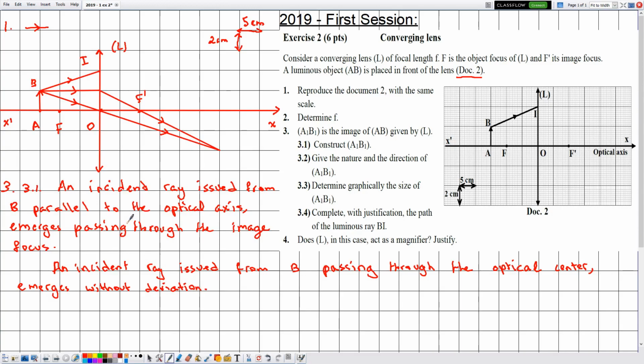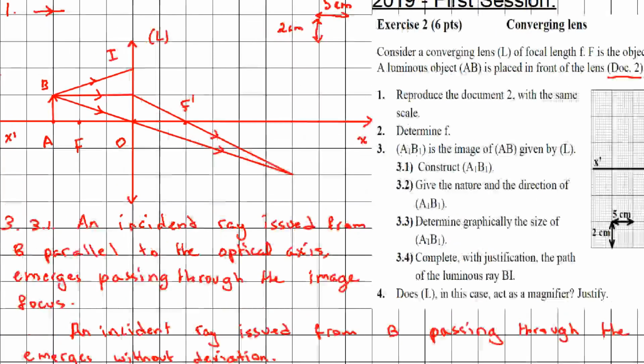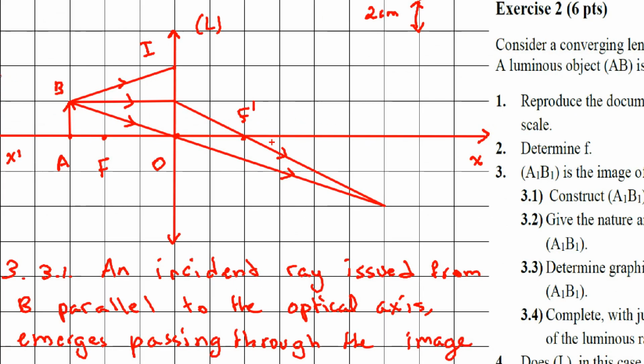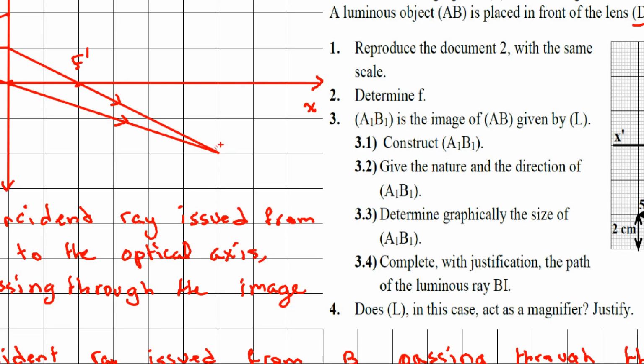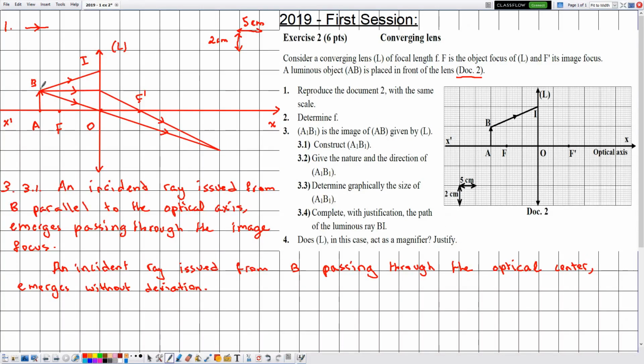So now what we have done so far is the tracing and the justification of the rays. Now we need to trace and justify the image. We know that always the intersection of the emergent rays is the image of the object. Notice that these emergent rays are coming from these incident rays that are coming from the point B. Therefore, their intersection point, which is this point, will be the image of the object B. The image is denoted by B1.